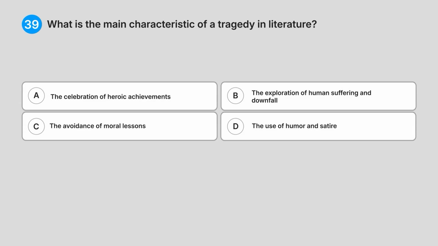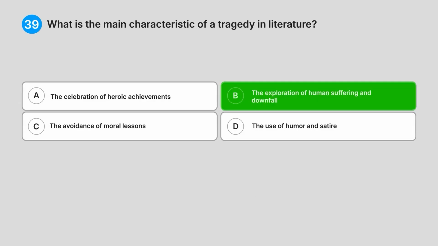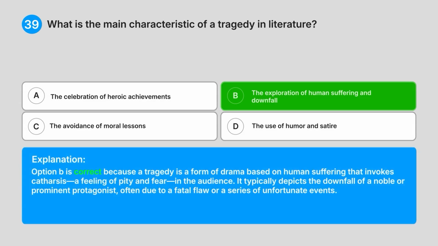Correct answer, B. The exploration of human suffering and downfall. Explanation. Option B is correct because a tragedy is a form of drama based on human suffering that invokes catharsis, a feeling of pity and fear in the audience. It typically depicts the downfall of a noble or prominent protagonist, often due to a fatal flaw or a series of unfortunate events.